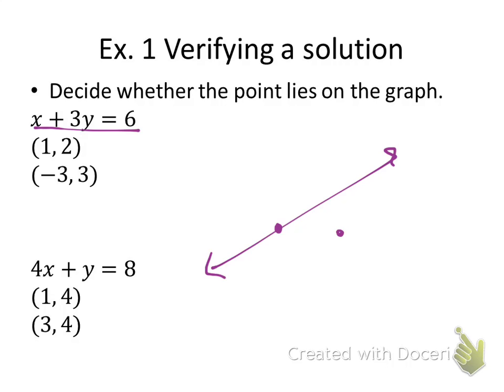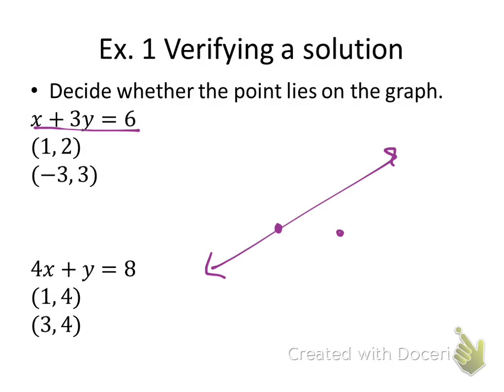Because let's think about it. What letters does an ordered pair represent? X and Y. Look what letters we have in our equation, X and Y. So do you think I need to actually graph the line and then graph the points to find out if it's going to be a solution? No. We can just substitute or plug in the numbers for the variables.